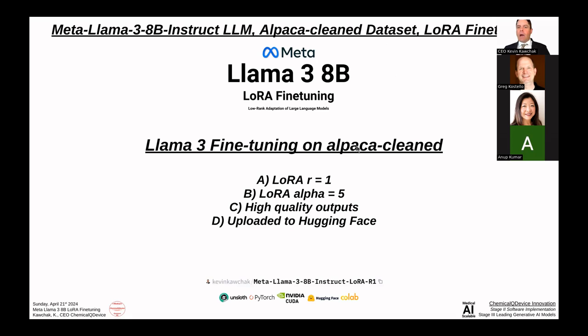So this is basically the Alpaca clean data set. This is an original Stanford work, and then somebody cleaned up the data. What I basically found with this one is I could use a very low rank in LoRA, which is associated with smaller parameter sizes, with this associated alpha. And I actually got really good outputs for it. I uploaded it to Hugging Face.